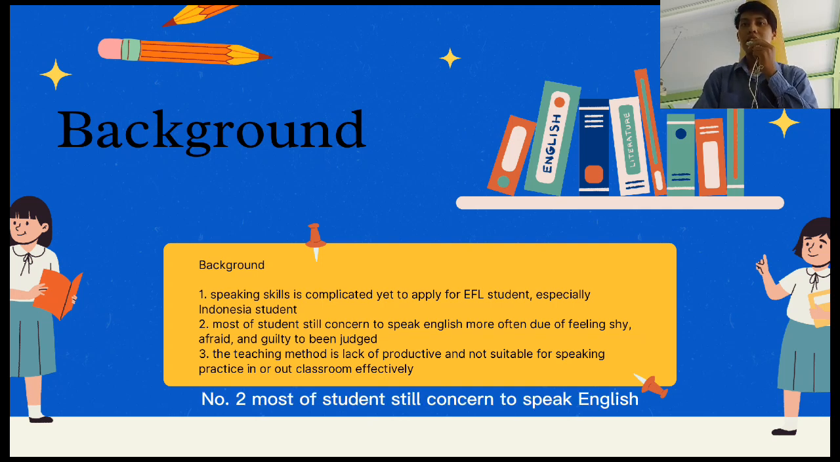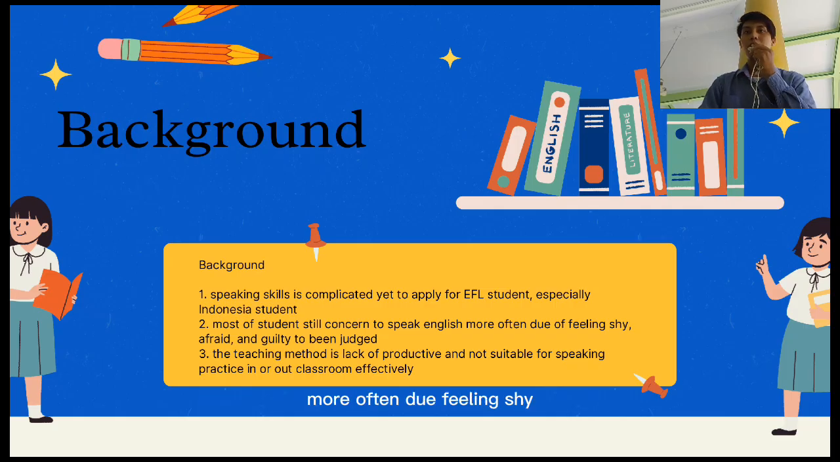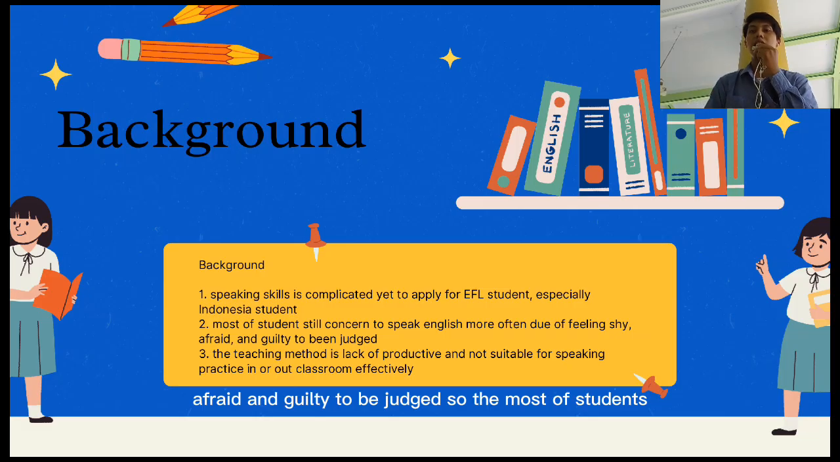Number 2, most students are still reluctant to speak English more often due to feeling shy, afraid, and guilty about being judged. So the students still feel awkward in their own environment, especially in their own classroom. They are so afraid of making mistakes in front of their own teacher in the classroom, so they choose to be silent instead of practicing their English in the classroom.